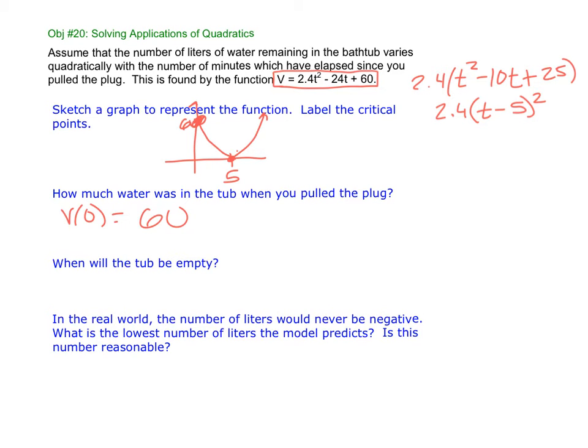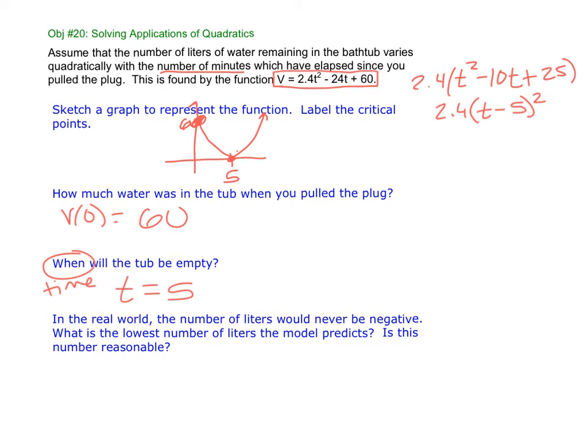Right? So 60. When will the tub be empty? Well, when is the amount of water, assume the number of liters remaining in the bathtub varies. I'm just trying to figure out what we've got, minutes and liters. So when is the liters equal to 0? 5. When, right? When is a time. So they're asking for a time.